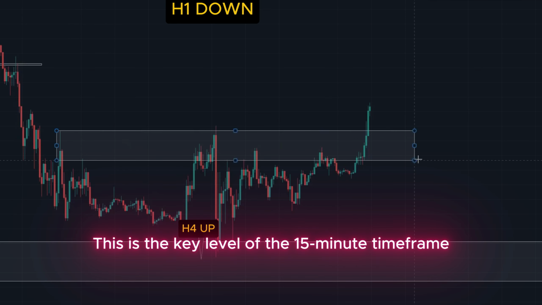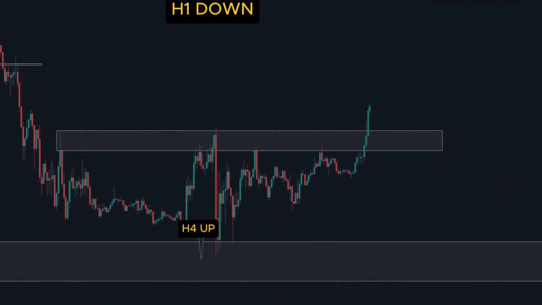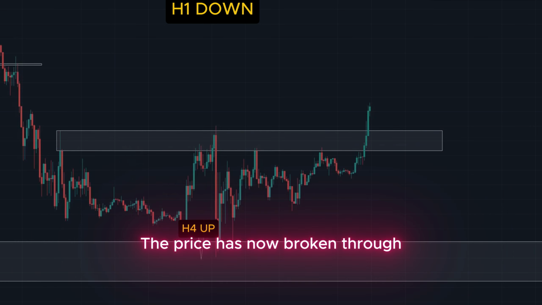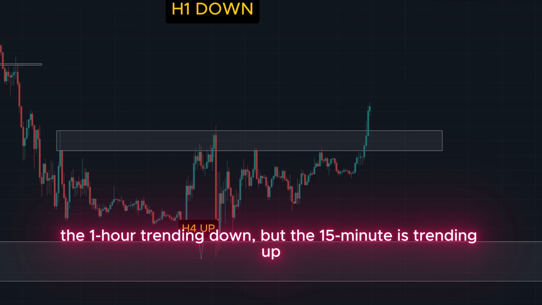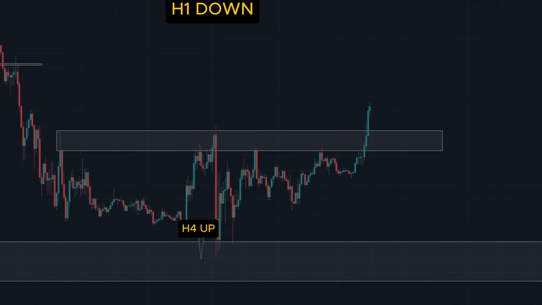This is the key level of the 15-minute time frame. The price has now broken through the key level of the 15-minute time frame. This indicates a downtrend has reversed to become an uptrend. So what do we have now? We have the 4-hour time frame trending up, the 1-hour trending down, but the 15-minute is trending up.